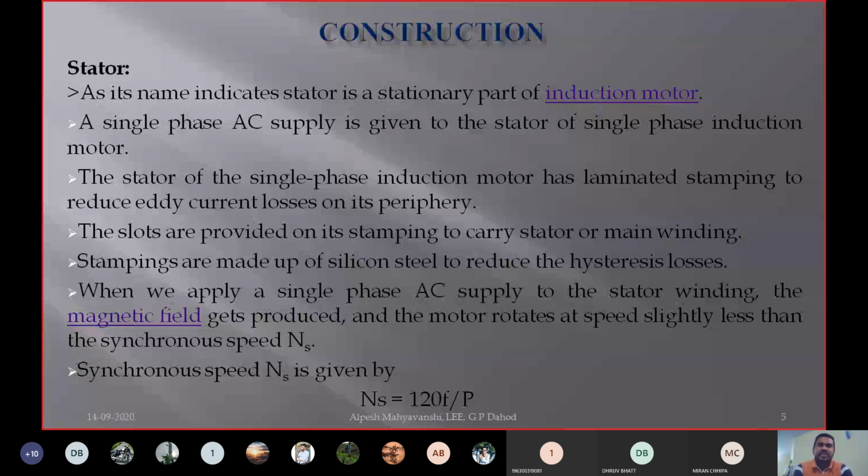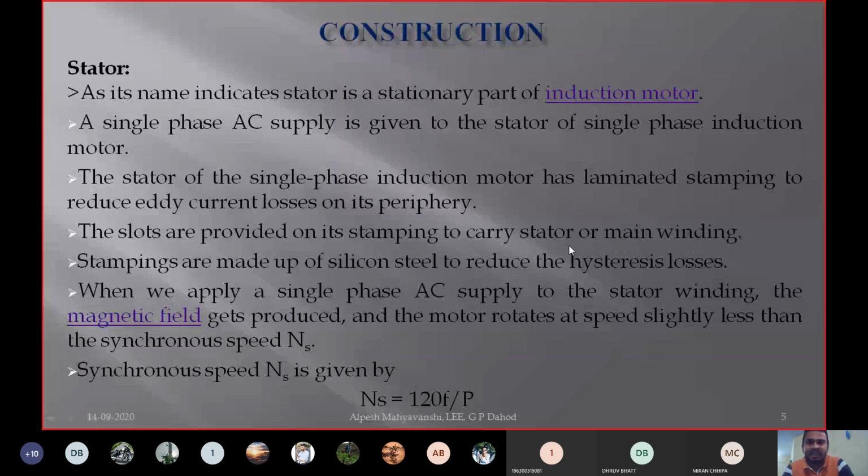If the stator stampings are not laminated, then these eddy current losses are not reduced. So we have to use laminated stamping to make the stator core, which reduces the eddy current loss. The slots are provided on its stamping to carry the stator or main winding.